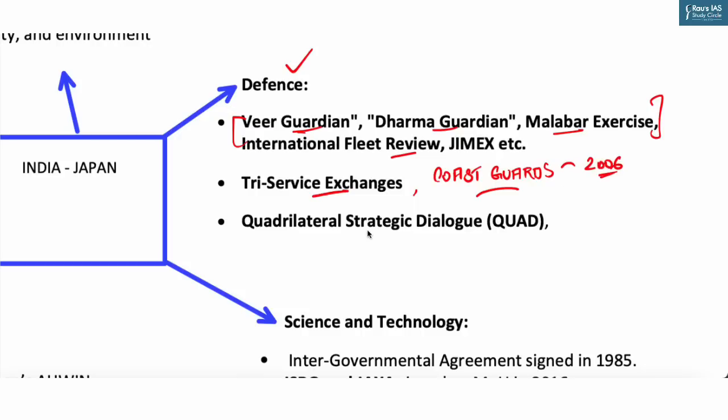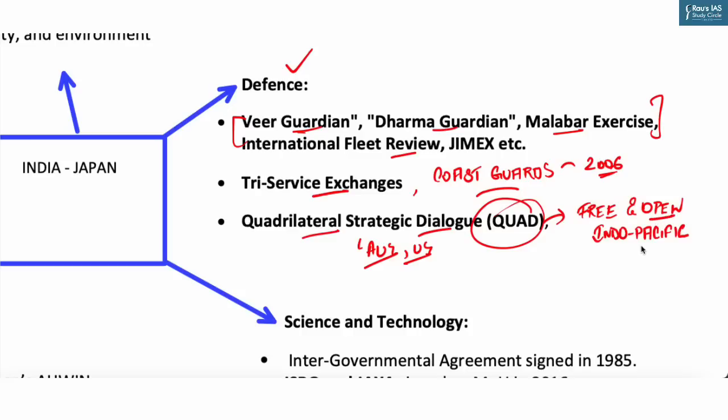New Delhi and Tokyo are also part of the Quadrilateral Strategic Dialogue, that is Quad, alongside Australia and the US. Quad is dedicated to working with regional allies who support a free and open Indo-Pacific. Now let's see a few key areas of engagement between India and Japan with respect to economy.